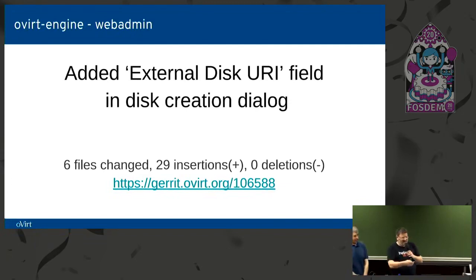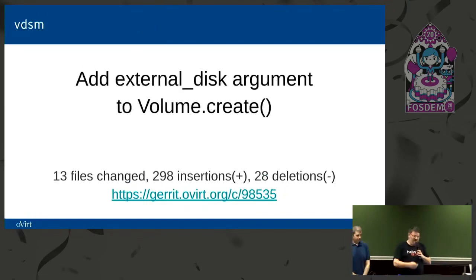And then Daniel added external disk URI in the UI, so we can just plug a URL in the UI when we want to create the disk. Again, more work. And finally, we need to change VDSM, which was probably the biggest change, to accept external disk, validate it, and do anything you need to use it.